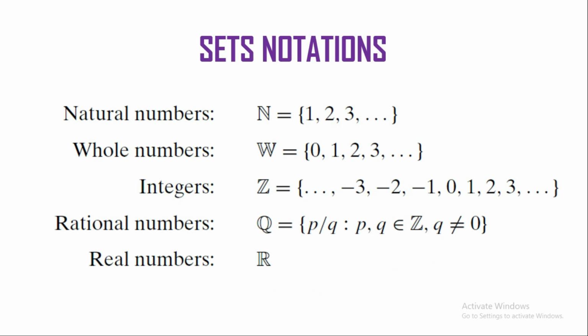Now, rational numbers are numbers that can take values between any two discrete numbers. Like it can take values between any two whole numbers, like 1 point something, 2 point 5. You can take any value between any two discrete numbers. And the notation is p divided by q, where p and q are elements of integers and q is not 0.